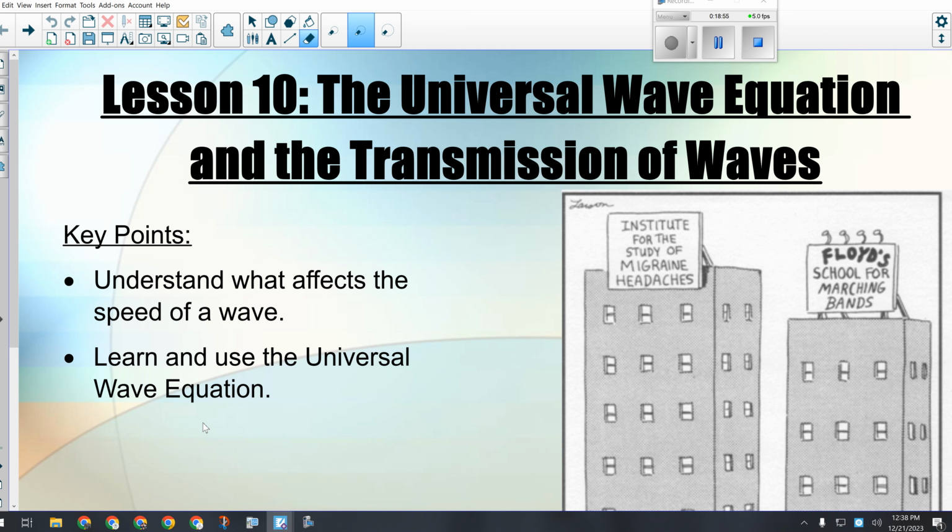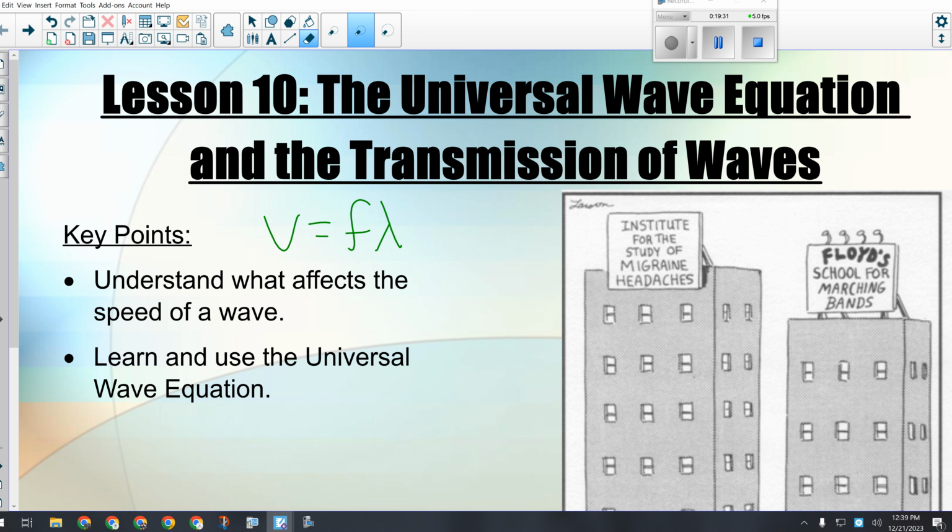So we're going to talk about the universal wave equation, which kind of deals with this idea. What affects the speed of a wave? The medium in which it travels. That is what will change, increase or decrease, the speed of a wave: the medium in which the wave travels. We've got to learn to use the universal wave equation in various situations, because for the rest of the unit, this formula is going to be your bread and butter. And it's pretty easy. V equals F times lambda.